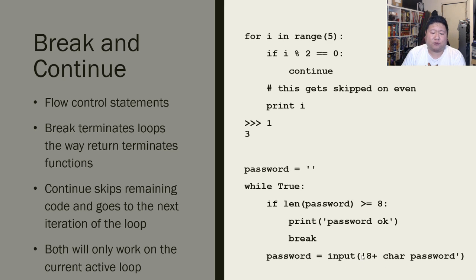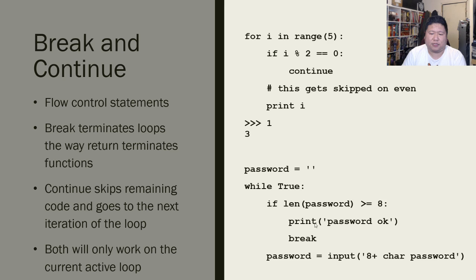Now I type the password in, and it saves into password, and it goes back, because while loops run while the condition is true, and this is always going to be true, so it's going to keep looping. The password I typed in, let's say it was 4 characters, the length is less than 8, so it's going to skip this and ask me for another password. Let's say I typed in a password with length 8. 8 is greater than or equal to 8.